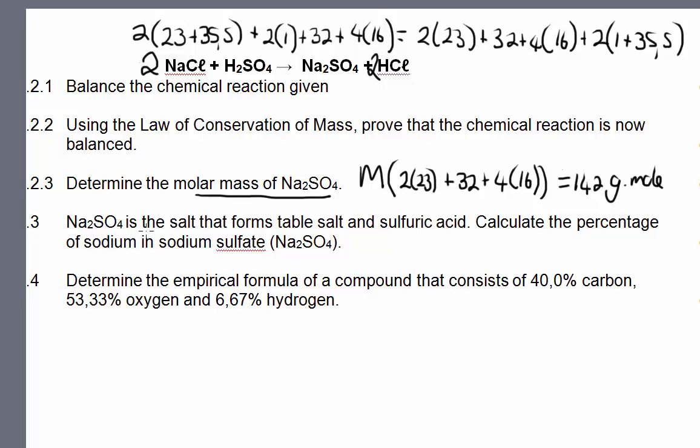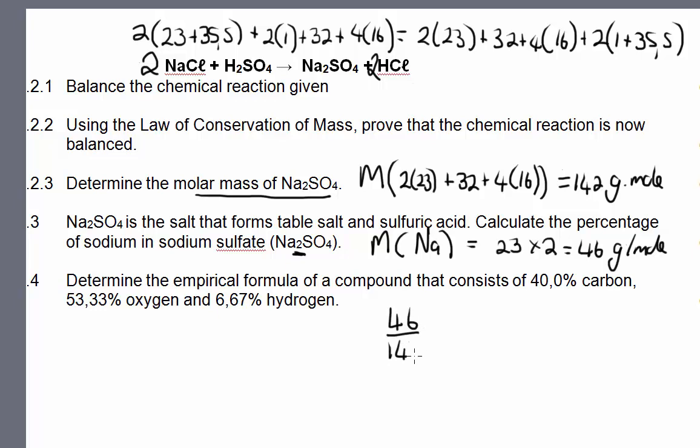Na2SO4 or sodium sulfate is the salt that forms when we have table salt and sulfuric acid. Calculate the percentage of sodium in sodium sulfate. So if we want to go and calculate the percentage of sodium, we first have to go and calculate how much sodium do we have in sodium sulfate. We know the molar mass of sodium is 23, but as you can see, we have 2 sodiums in sodium sulfate, which means that we're going to multiply this number by 2 to give us 46 grams per mole of Na2SO4.